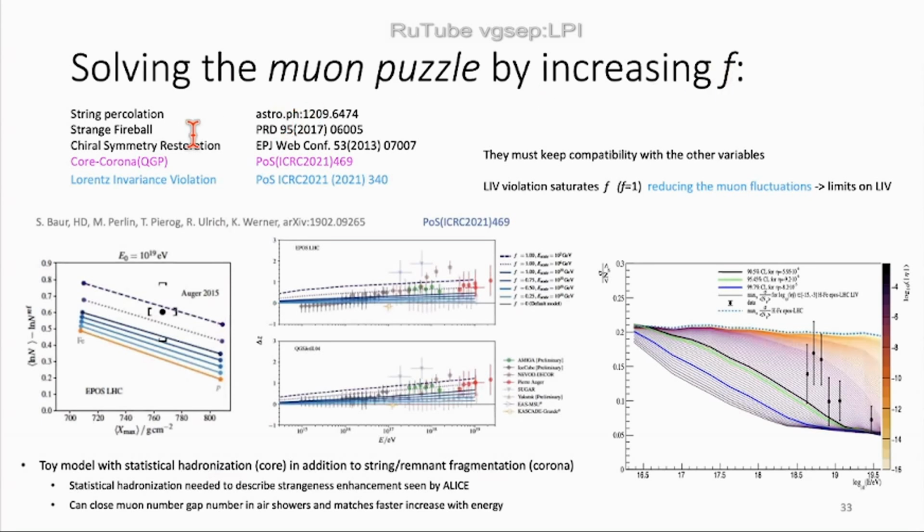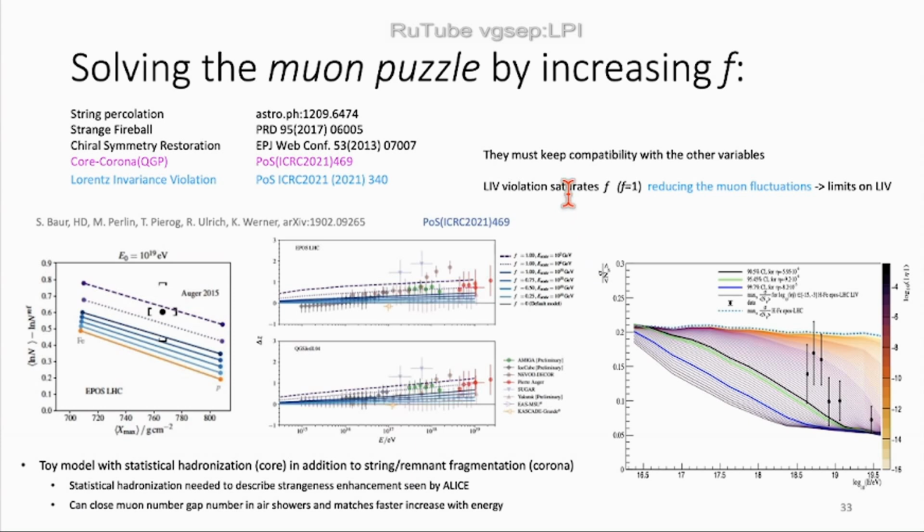There are many models on the market, for instance string percolation, the strange fireball, chiral symmetry restoration. Then there is the core-corona model, which is quark-gluon plasma formation, in this reference. Here you can see that it's possible to reproduce the results with values of this effect which are quite okay. And this other work here is for the violation of Lorentz invariance.